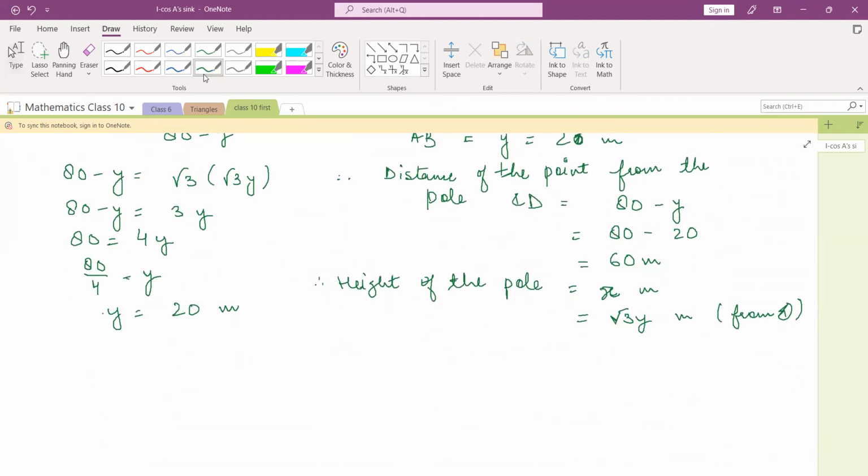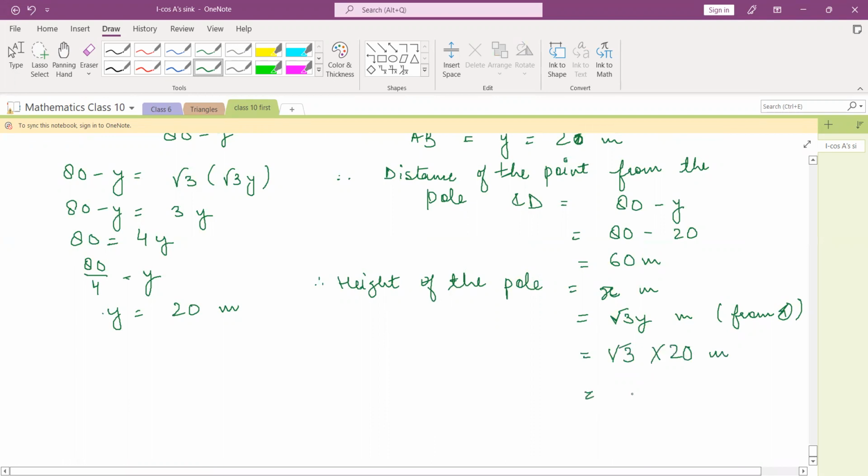Yes, ma'am. Okay. And put the value of y here. Y you have already found, that is 20 meter. So it becomes 20 under root 3 meter. So that's the height of both the poles.